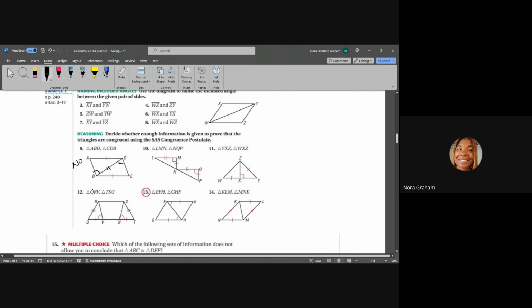Okay. Now let's look at number 10. It says triangle LMN and triangle NQP.